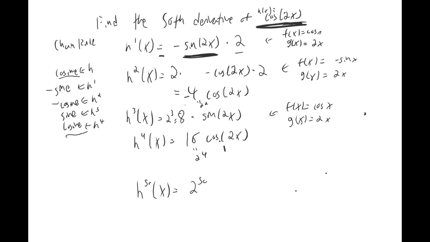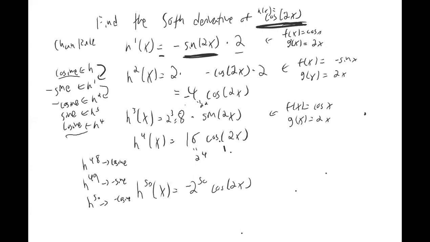So I know that at H48, which is a multiple of 4, it's going to be cosine. Then you just do the pattern. H49, cosine moves to negative sine. And then H50, negative sine moves to negative cosine. So I'll put the negative outside: negative cosine of 2x.